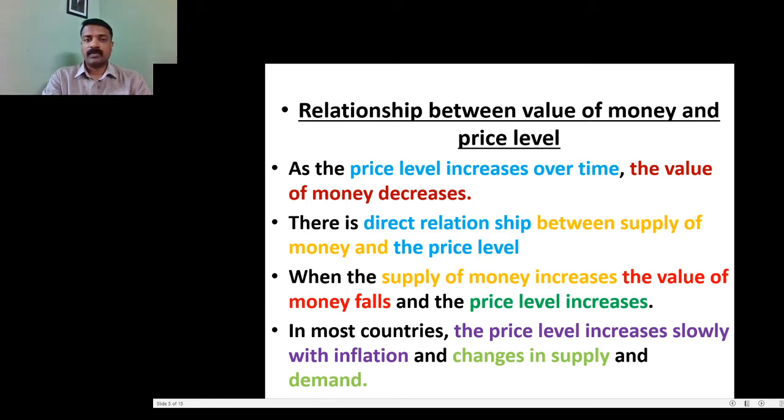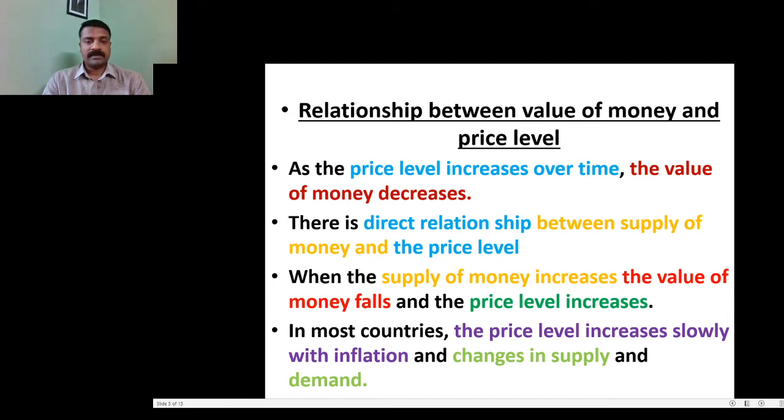So the value of money is decreasing, right? And another relationship shown here is the direct relationship between the supply of money and the price level. When the supply of money is increasing, that leads to the price level also increasing.